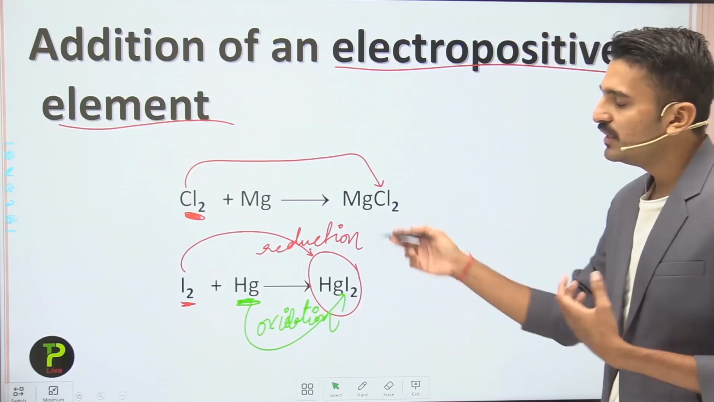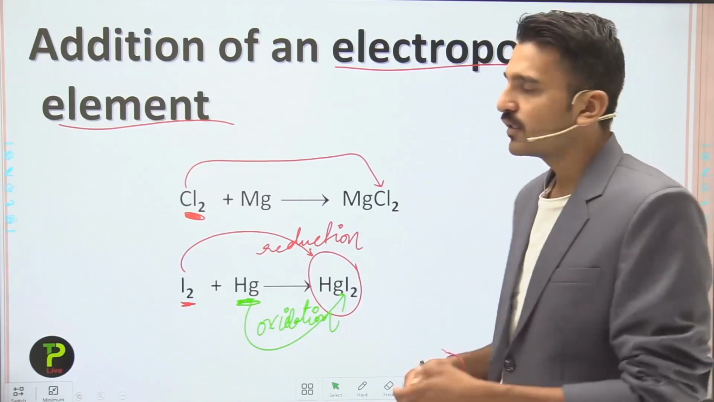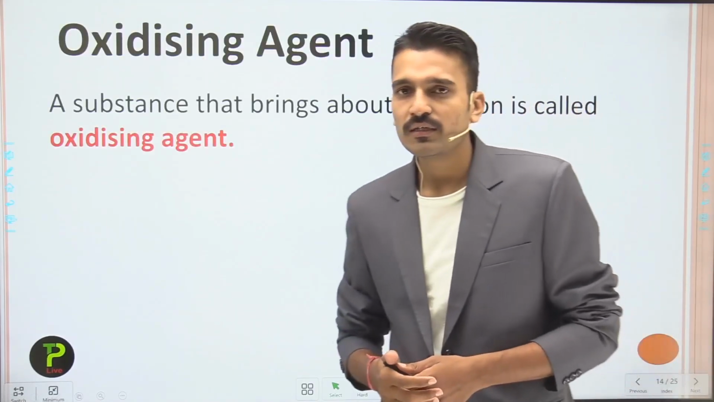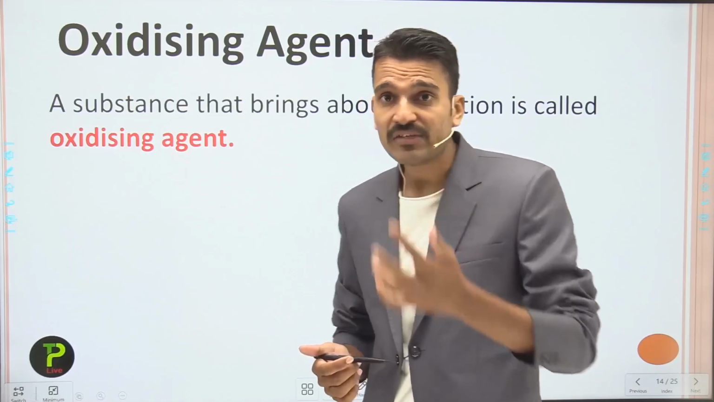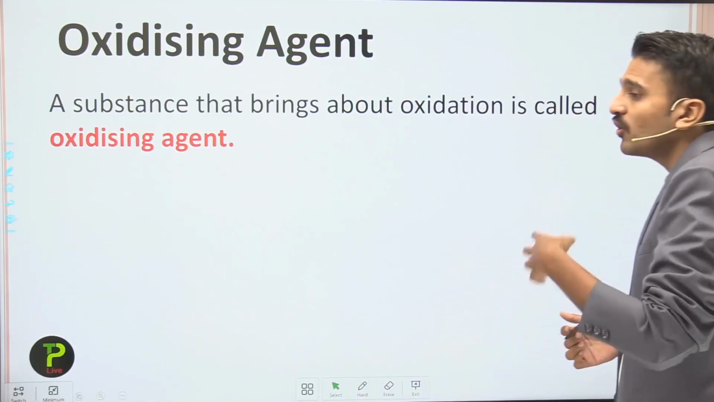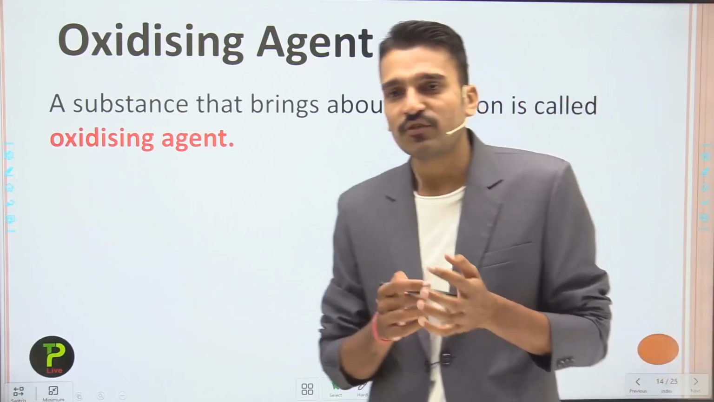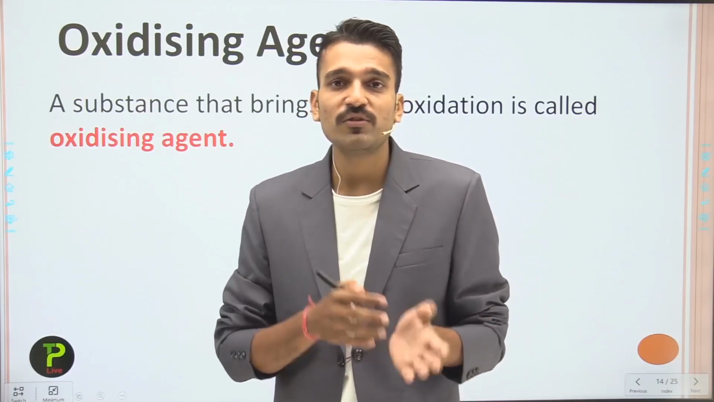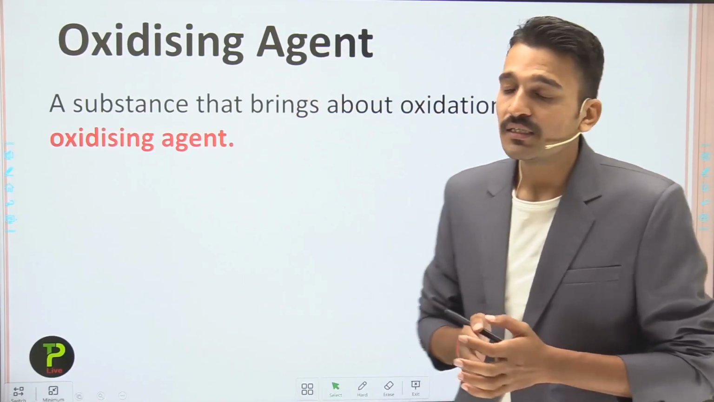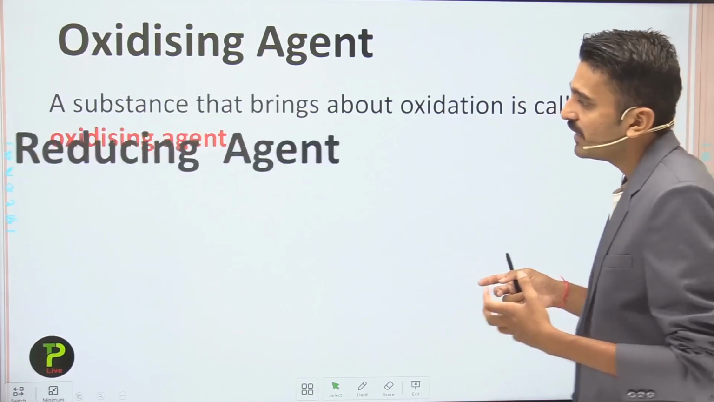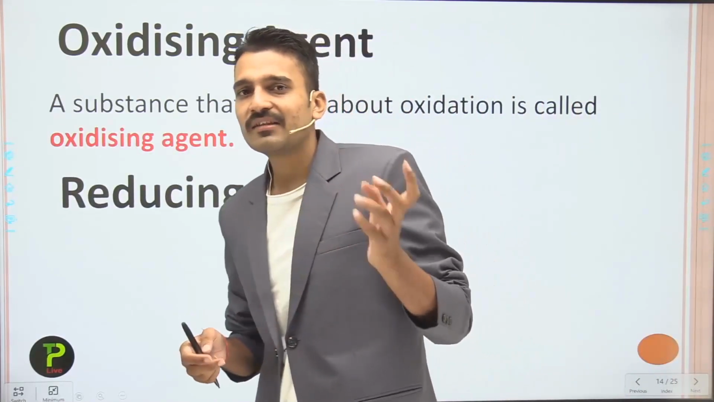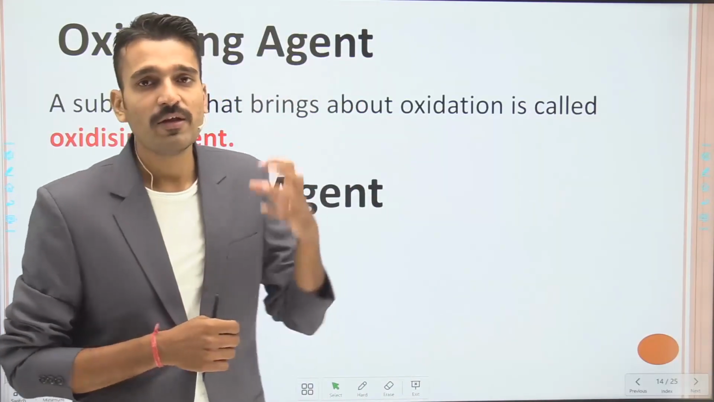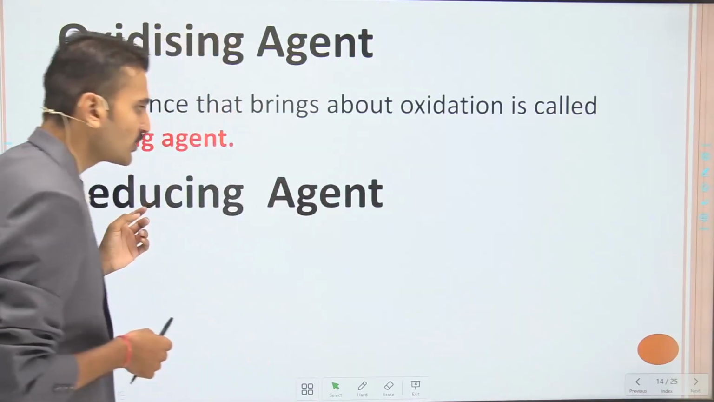Here you see these are the examples of redox reactions. So let us move to another topic, that is oxidizing agent. So what are oxidizing agents? Oxidizing agents are those substances which bring about oxidation. Moving to another category, that is reducing agents. Just like the oxidizing agents which bring about oxidation, reducing agents are those substances which bring about reduction in the reaction.